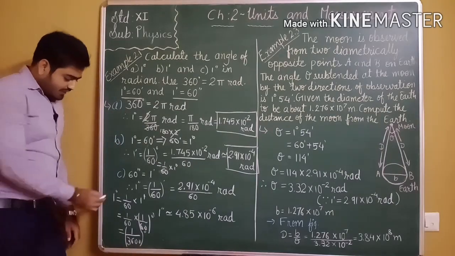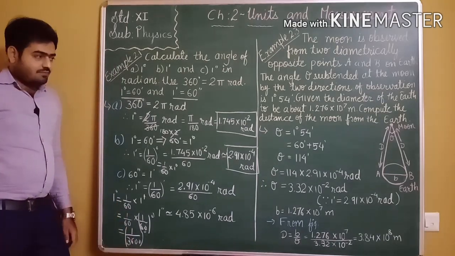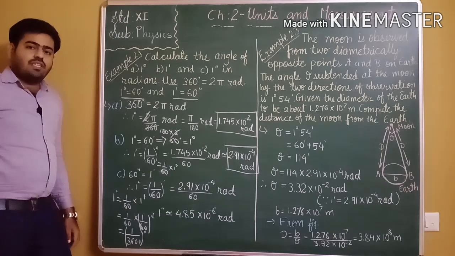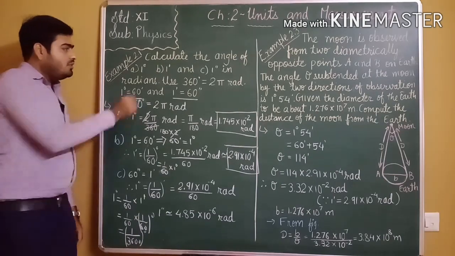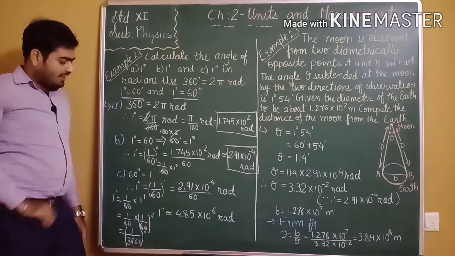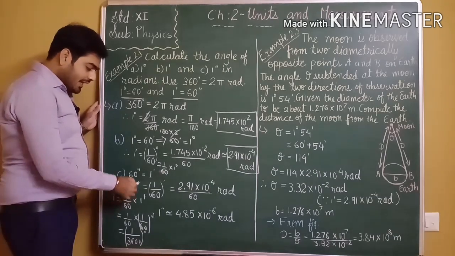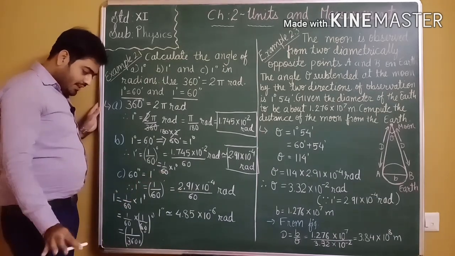So we can say 1 second is 3600th part of a degree. It means a second is very small, nothing but a very small angle in comparison to a 1 degree angle. But here we have to convert this second into radian, not into degree.